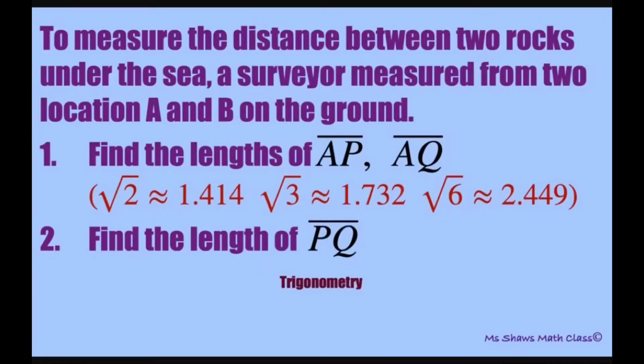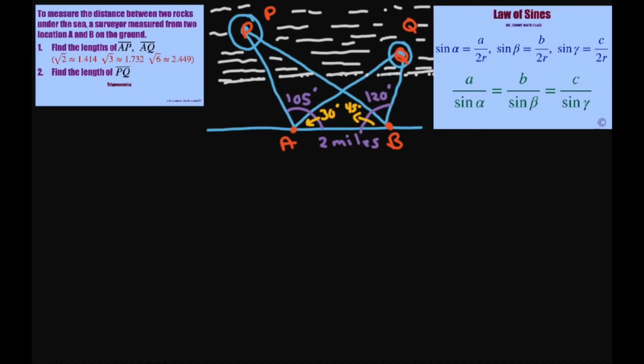Hi everyone. To measure the distance between two rocks under the sea, a surveyor measured from two locations, A and B, on the ground. We're going to find the lengths of AP, AQ, and also find the length of PQ. We're given a drawing, so here's the drawing. These are the rocks, P and Q here. Here is the distance between the two rocks. The two locations are 2 miles apart.